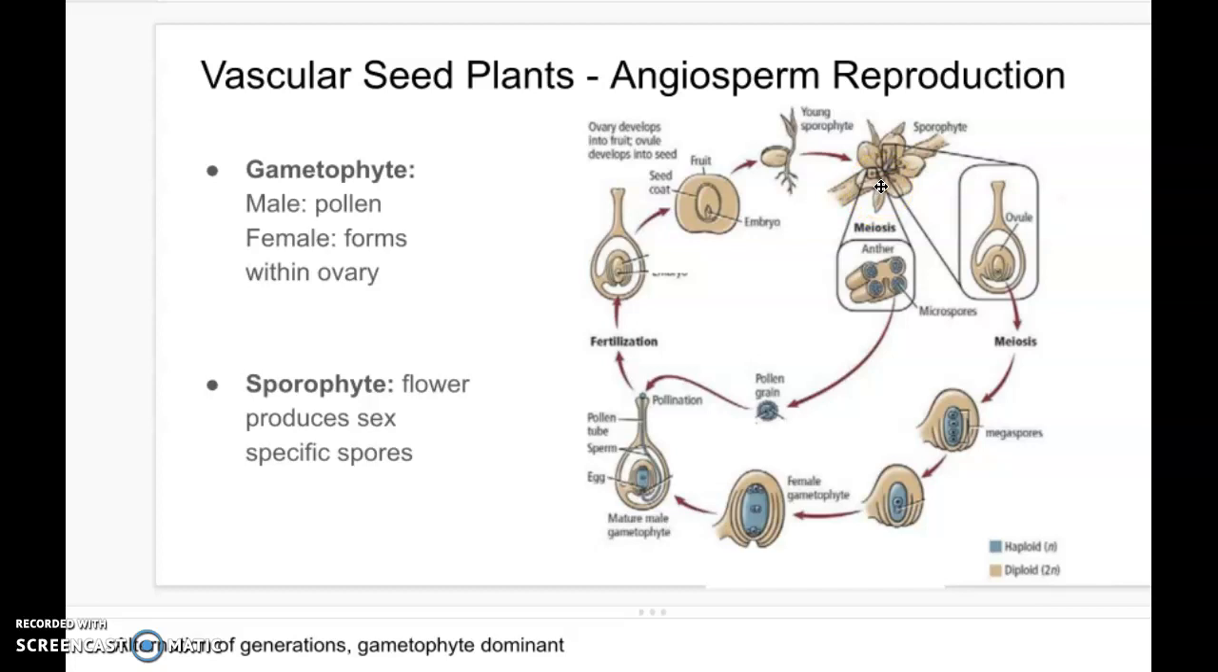It holds the anther that makes the microspores for the pollen, and then it holds the stigma that holds the ovary. So in the female, you have the ovule that will actually develop megaspores inside. Remember, they're called megaspores and microspores. So the megaspore will grow and develop inside the ovary. And when it matures, the pollen will be transferred into the ovule to fertilize the ovary.